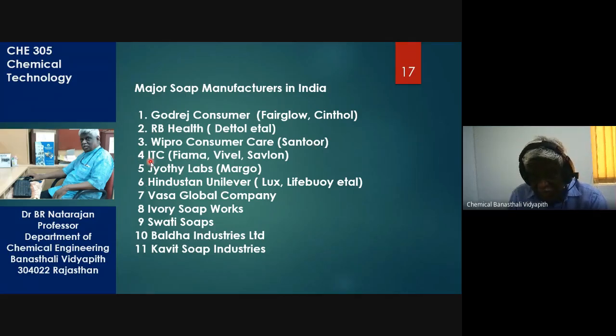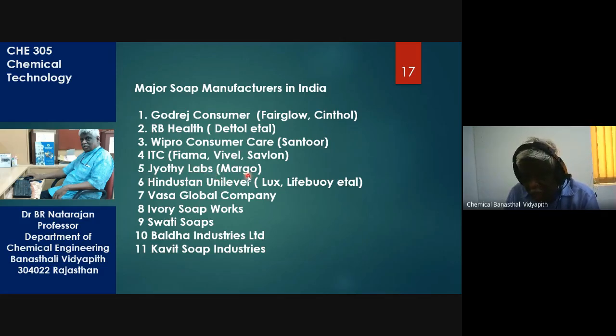ITC. From cigarettes, they moved into biscuit making, vegetable oil, sunflower oil, etc., and also into soaps. ITC made Fiama, Vivel, Savlon, big names. Jyoti Labs. Many may not know, but Ujala, to make your uniform whiter than white. Ujala drops. So Jyoti Labs are the manufacturers of Ujala.